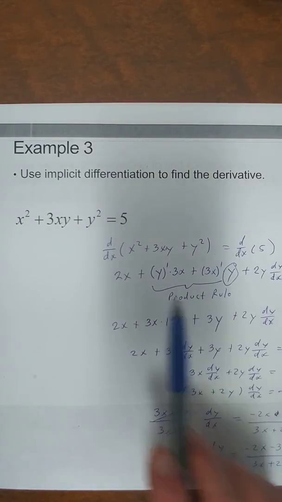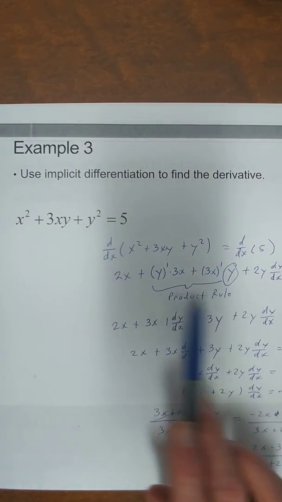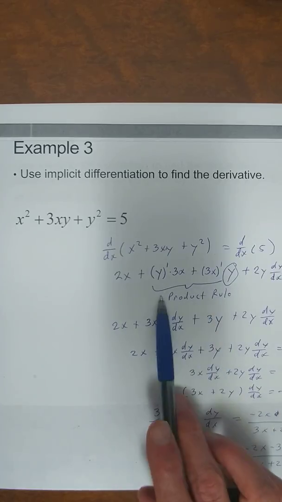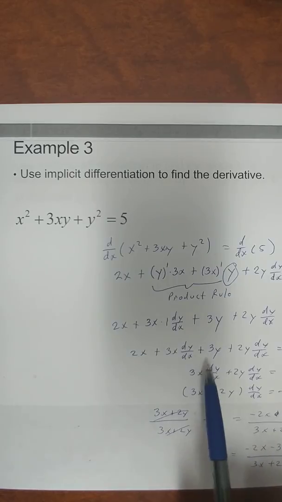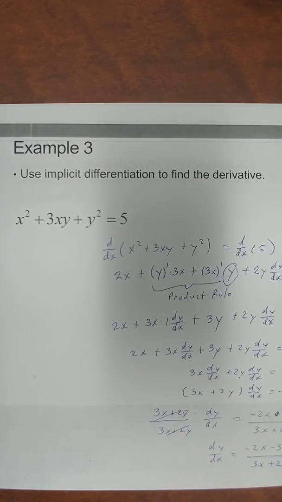But again, we took the derivative of both sides. The thing that was different about this example is we had to do the product rule with this 3xy, and that's how we got 3x dy/dx plus 3y for the middle derivative.